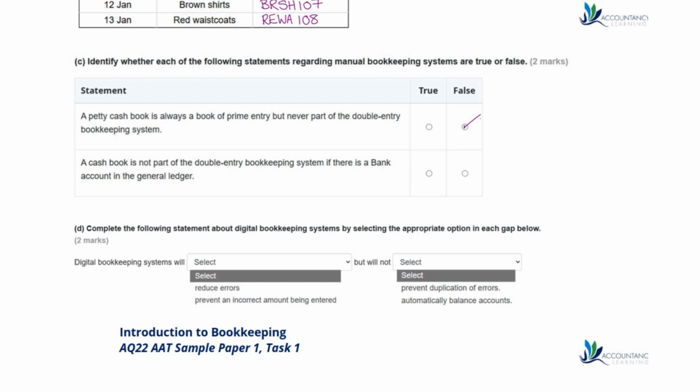A cash book is not part of the double entry bookkeeping system if there is a bank account in the general ledger. So this is true. The cash book is only part of the double entry if no bank account exists in the general ledger, but when there is a bank account, then the cash book doesn't form part of the double entry system.